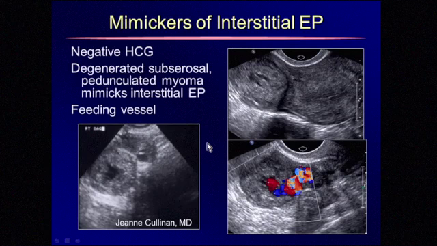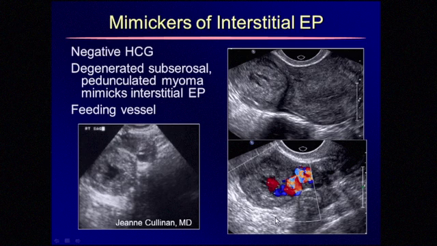There are mimickers of an interstitial ectopic pregnancy. The number one mimicker is the pedunculated myoma that's degenerating. That can certainly look like a gestational sac. Here's another example given to me by Dr. Cullinan, one of the greats in ultrasound, who's no longer with us.